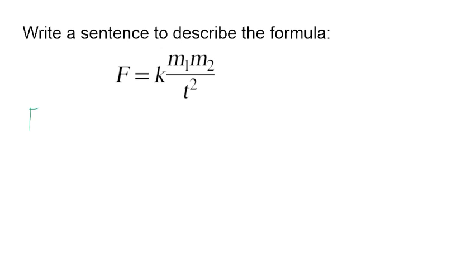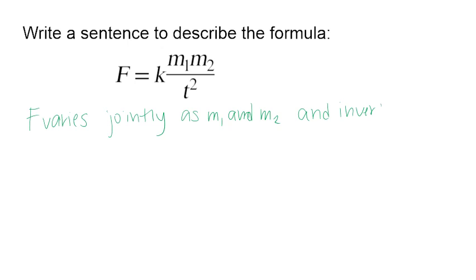Okay, so here's what I came up with. F varies jointly as M1 and M2 and inversely as the square of T. Okay, yours might have varied differently as well. That would have been fine.